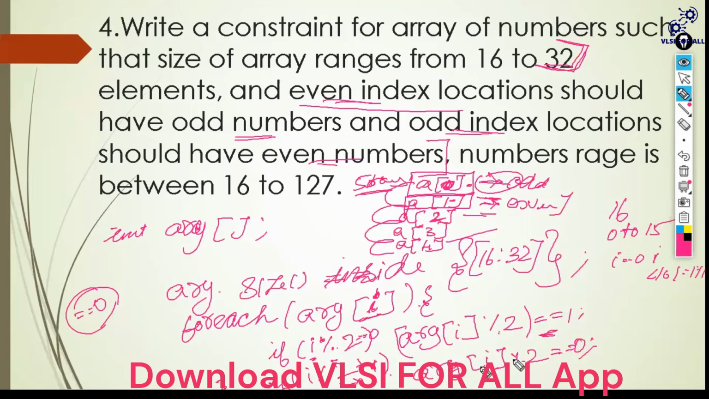Array of I mod 2 equal to 0. Here, if it is odd, the number inside that should be even. If it is even, the number inside the array should be odd. That is the thing I am giving here. After that, they are telling that the number range should be 16 to 127. So here I am going.